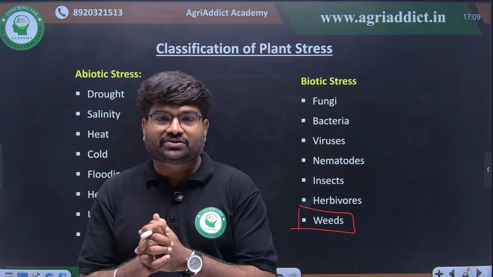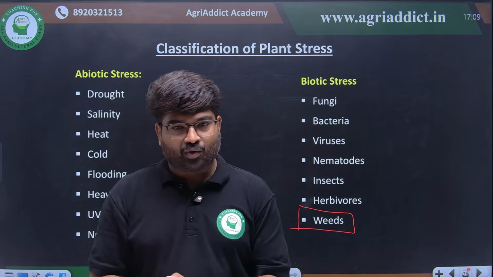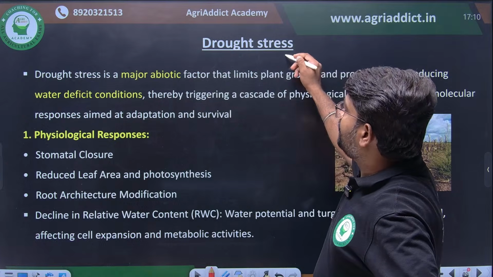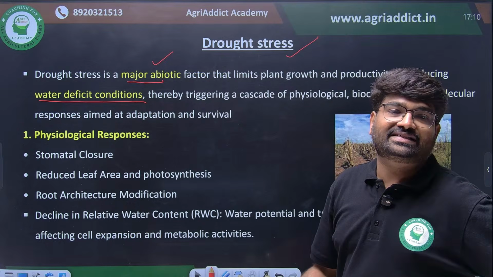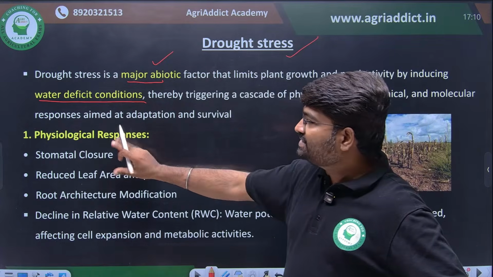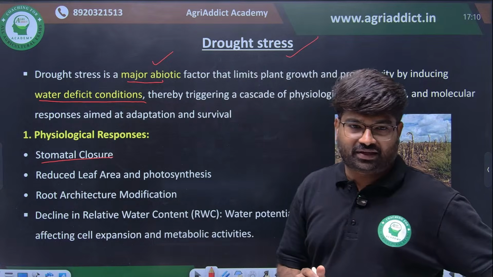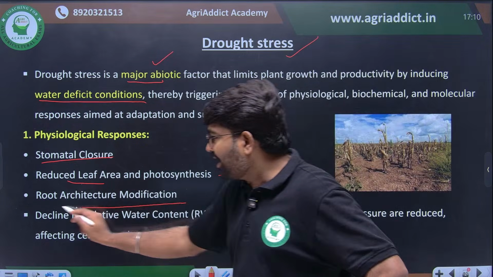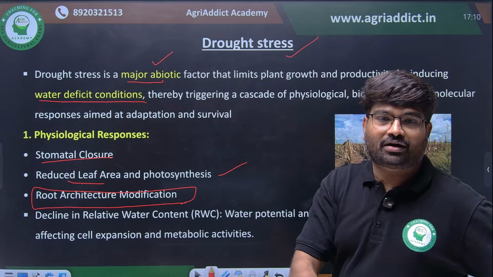Now we are going to see first about abiotic stress, the major abiotic stresses, then what are the physiological, biochemical and molecular responses. I am going to tell the important points only. So drought stress is a major abiotic stress. This is caused primarily due to water deficient conditions. If the water is deficient in soil, that will lead to drought stress. The major physiological response: first, the plant will close the stomata to reduce the transpiration rate. And second most important thing, it will reduce the leaf area and photosynthesis. Root architectural modification will be there, that means the root growth will be enhanced to take water from the deeper soil.